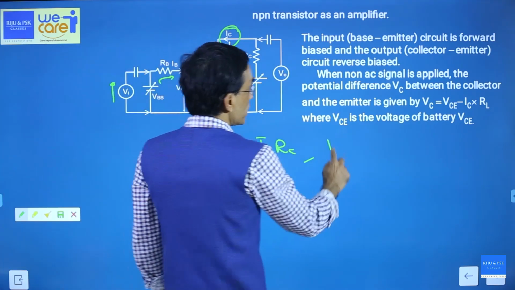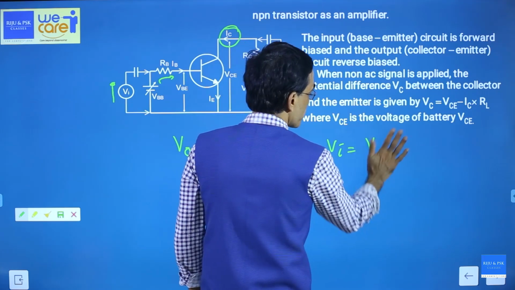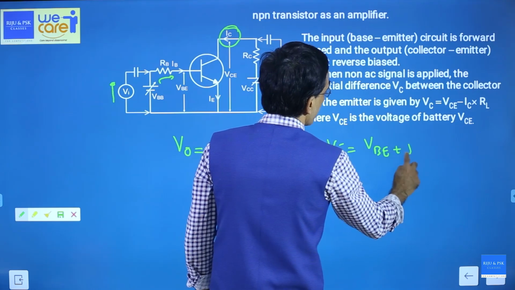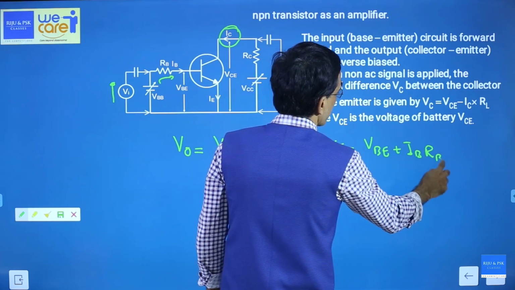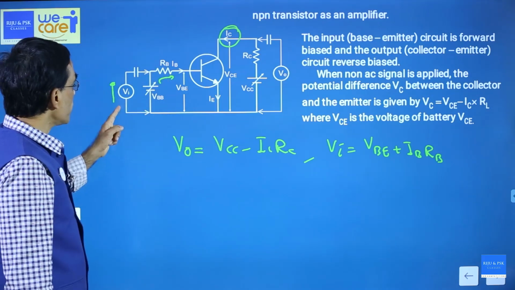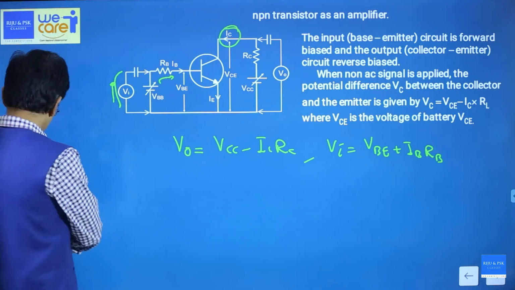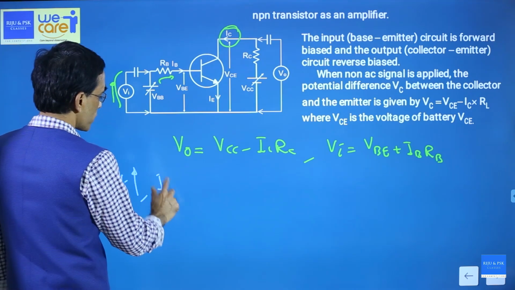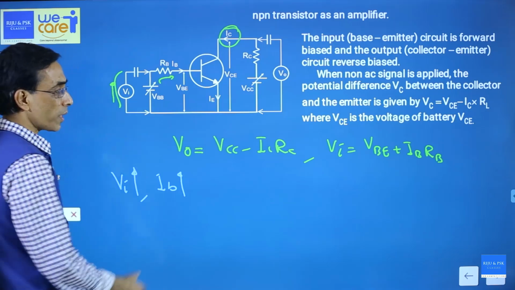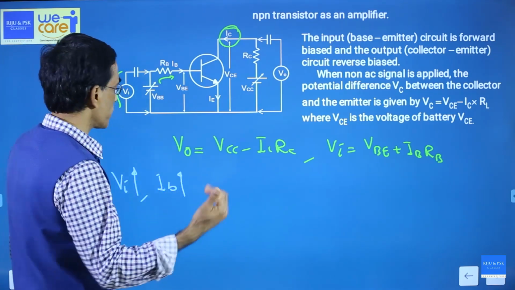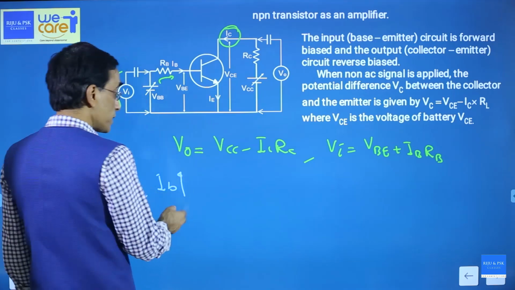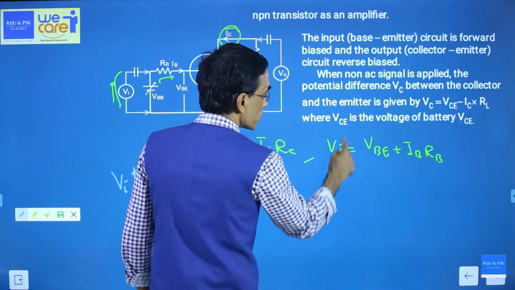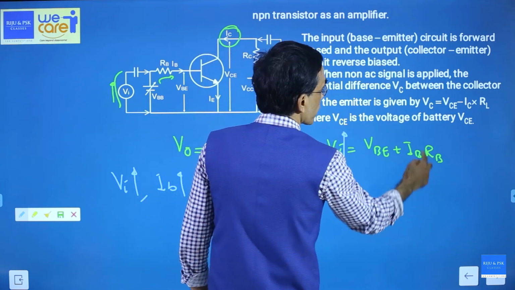Okay, and the input equation was VBE plus IB RB. Now see, when the input voltage increases, base current will increase. We discussed the same thing in the section on the switch also. When the input increases, this base current will increase.